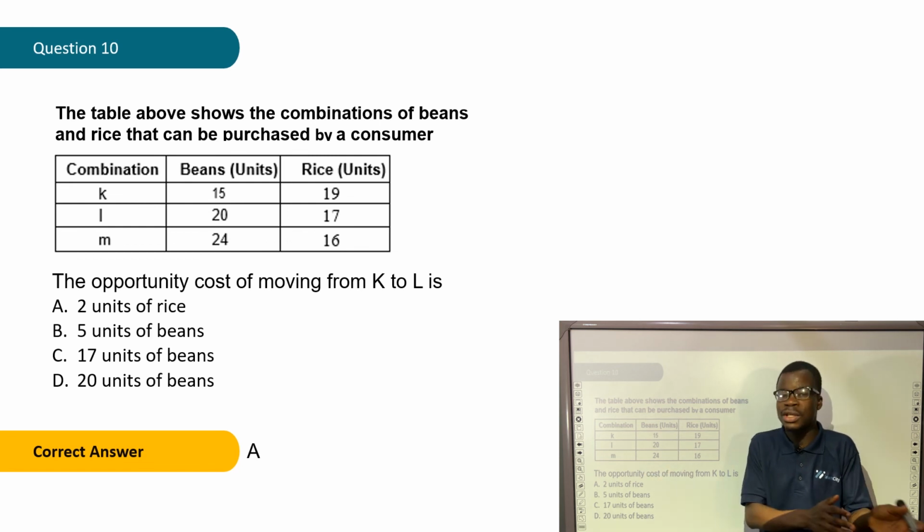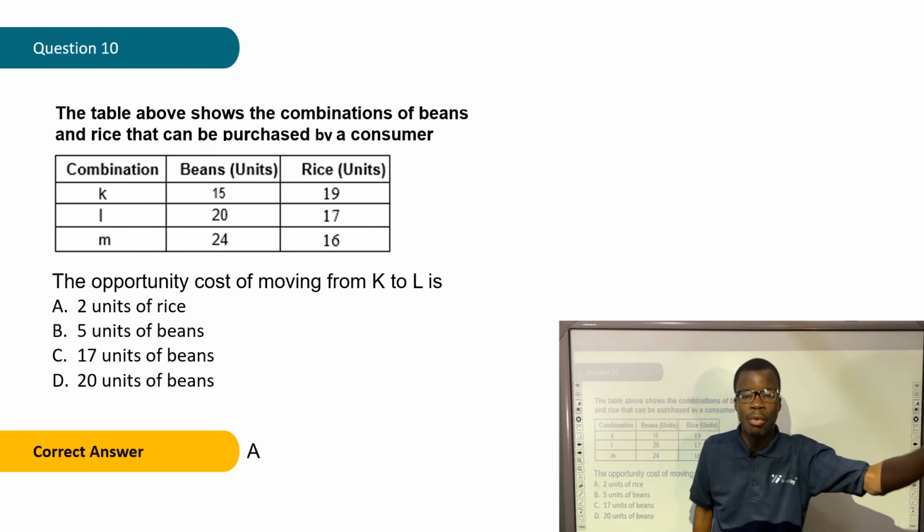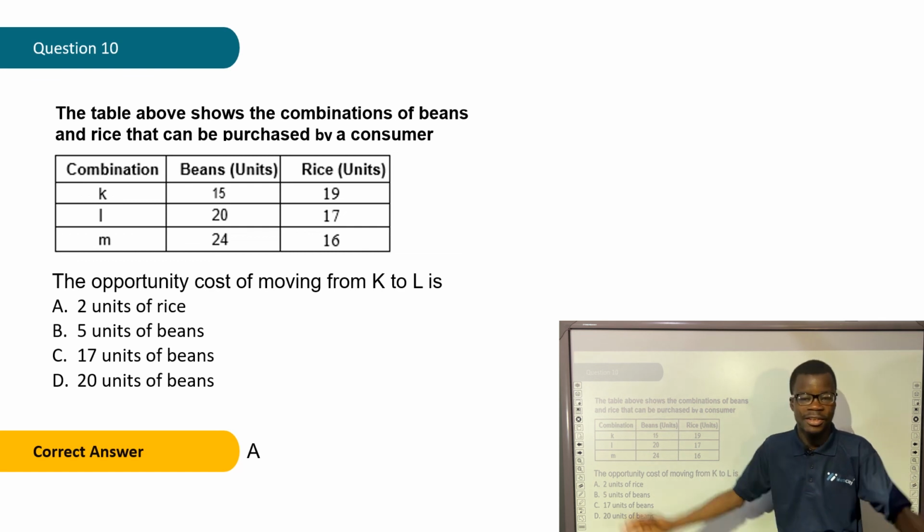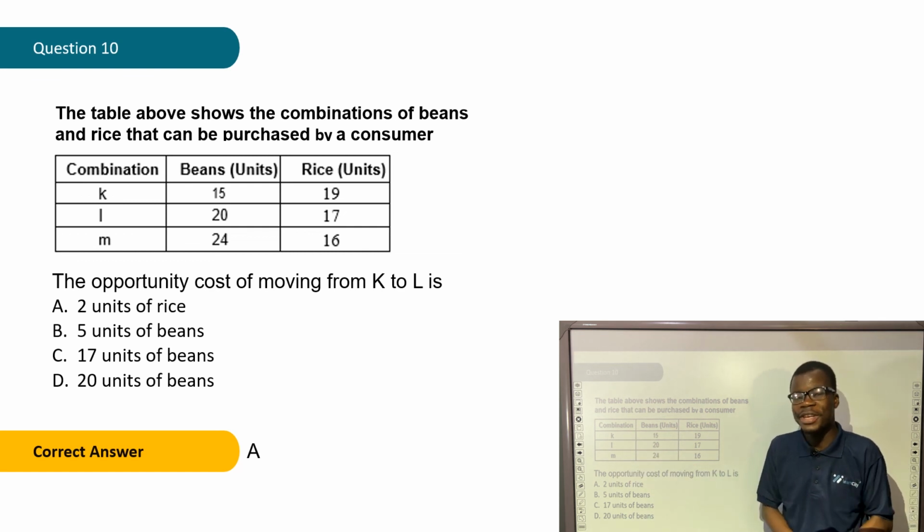The increase in beans is not the opportunity cost because that's what we are acquiring, but what we are losing to acquire the 5 units of beans. And that's what? The 2 units of rice. I believe you've been able to understand this question well. Let's move on to the next one.